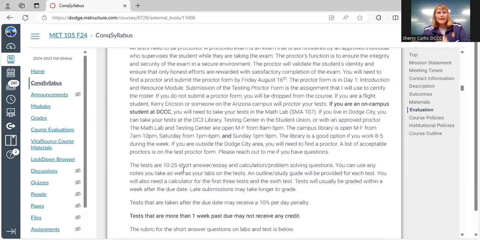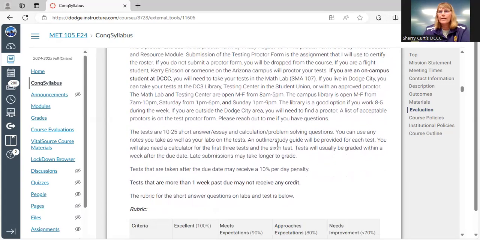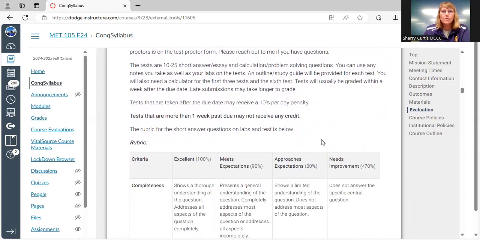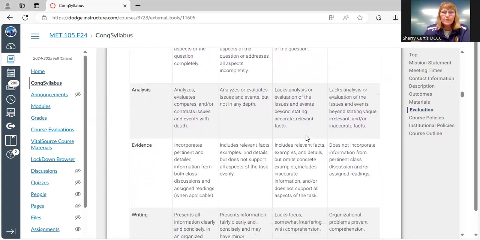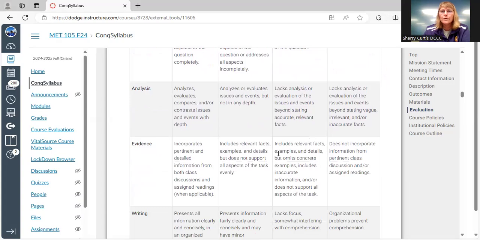Tests will be 10 to 25 short answer, essay, and calculation problem solving questions. The first 3 tests have a fair amount of math on them. After that, they will be mostly short answer questions. Below here, I have a rubric for how to answer short answer questions. Again, you need to be thorough. You need to use evidence to support your answer.